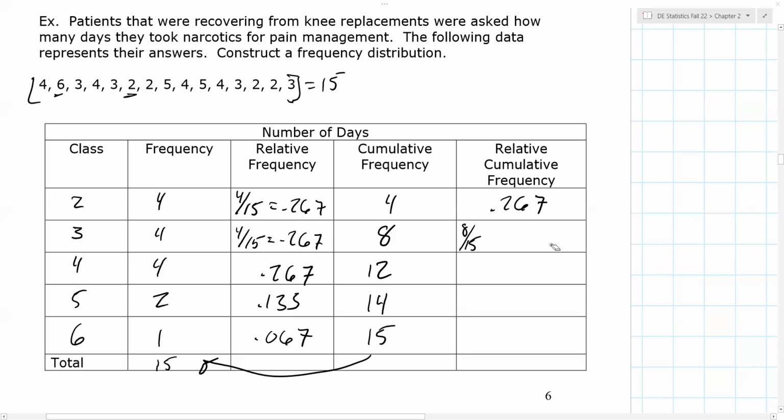Those should give you the same number with rounding error included. So depending on where you round, you may get a slightly different answer, but they should be extremely close. Then 0.8, 0.933, and your final relative cumulative frequency should always be 1, because your final cumulative frequency should be equal to the total. And so that should always come out to be 1. All right. And that is how we create our frequency distribution for quantitative data.